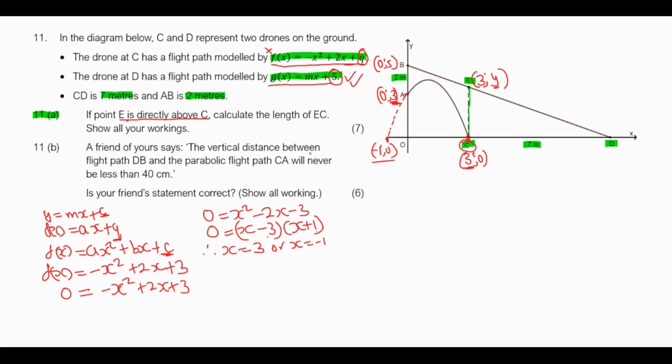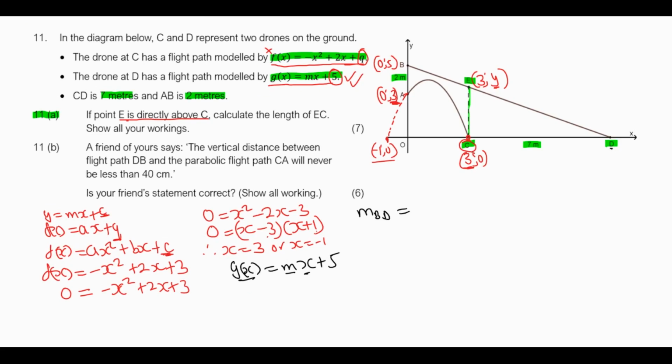We have our g of x, which is equal to mx plus 5. If we substitute 3 where there's x, we'll get the y coordinate. But now we need m. M is the gradient, so we need to find the gradient of BD first. So m of BD is equal to, we have 0, 5 there, and we need the coordinates of D.